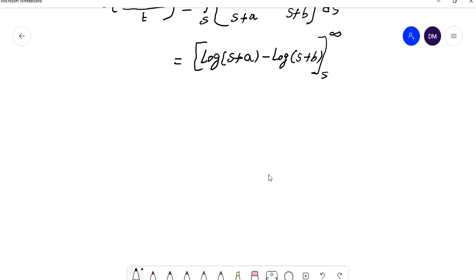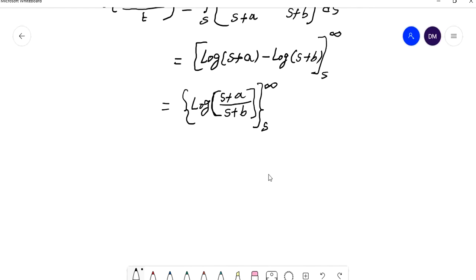What is the next step here? This is in the form of log a minus log b. How can we write log a minus log b? You can write it as log of a by b. So log of s plus a by s plus b. What are the limits here? The limits are s to infinity.